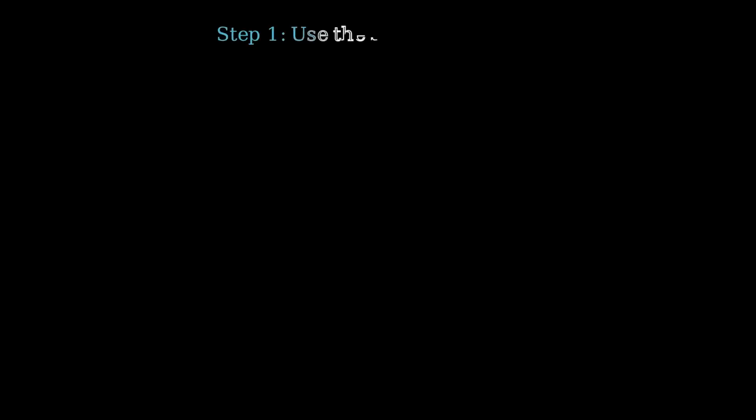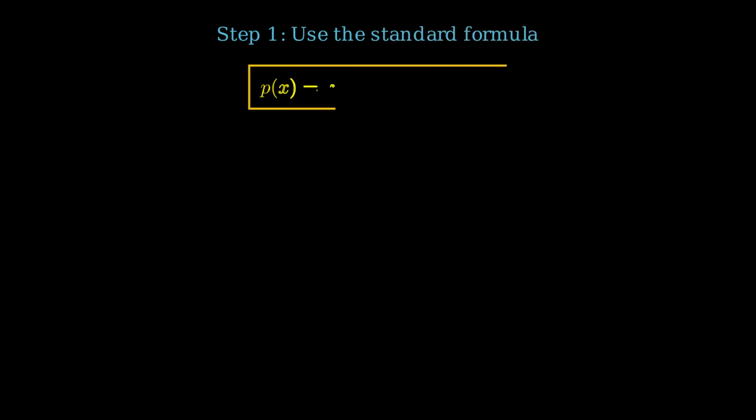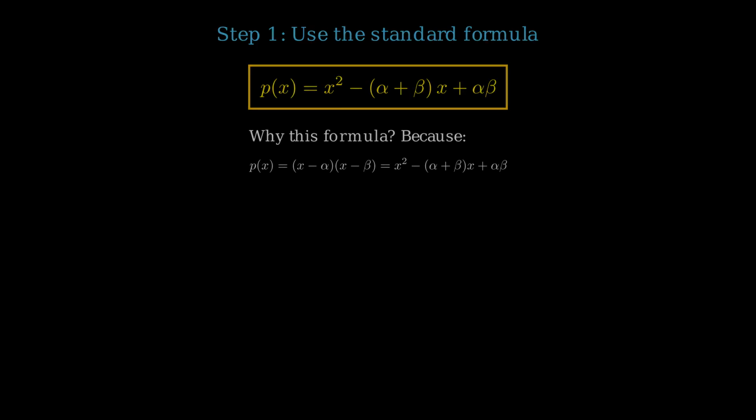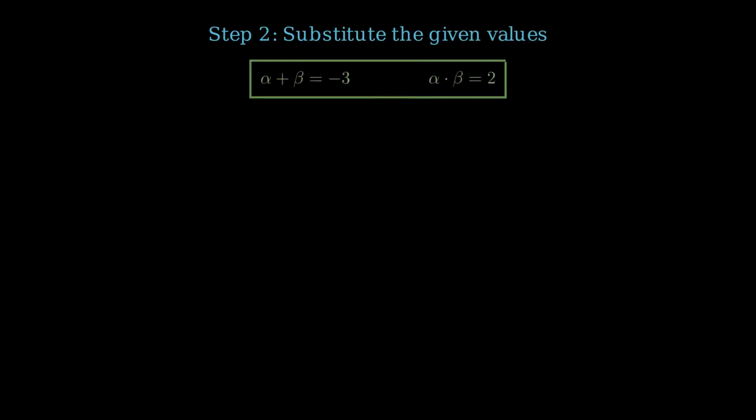Step 1. Recall the standard formula. If the sum of zeros is s and the product of zeros is p, then the quadratic polynomial is p of x equals x squared minus sx plus p. This formula comes from the factored form x minus alpha times x minus beta, which expands to x squared minus alpha plus beta times x plus alpha times beta. Substituting s for the sum and p for the product gives the formula immediately.